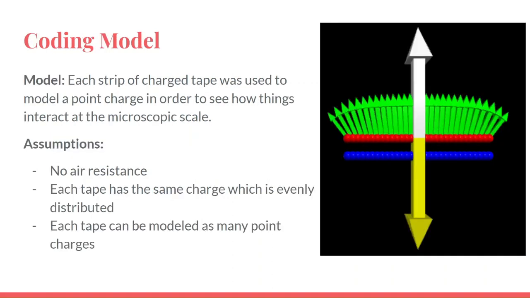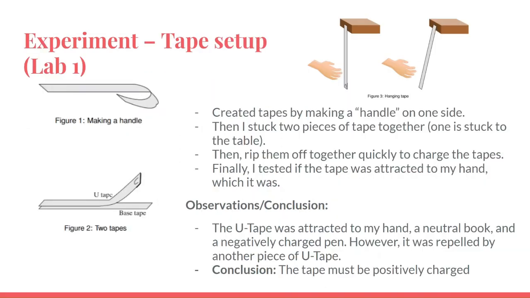So the coding model that we used, basically each strip of charge tape was used to model a point charge to see how things interact at a microscopic scale, right? And so many point charges on each one, as you can see. Some of the assumptions are that there are no errors since the tape has the same charge, just evenly distributed, and the tape will be modeled as many point charges. So this is the setup from last time.